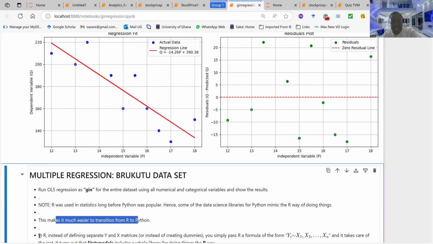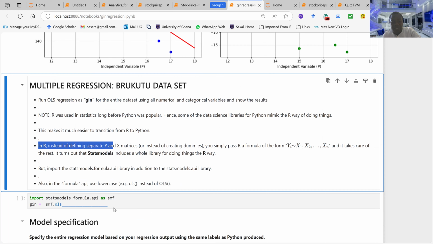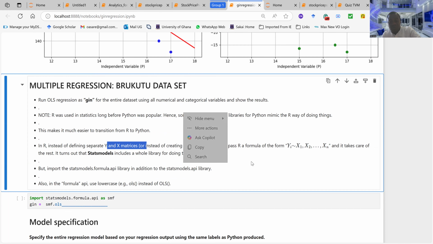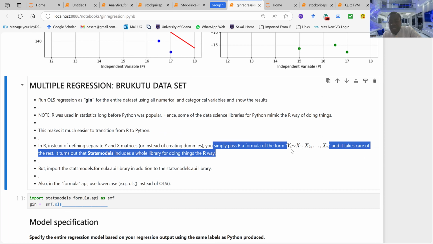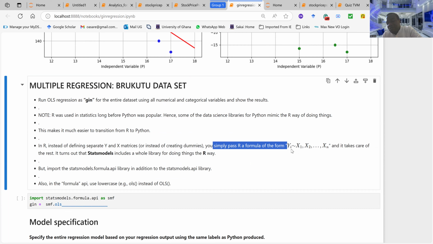So in R, instead of defining separate Y matrices, in other words, instead of creating dummies like Python would do, you can simply pass the R formula from this equation. Let's say Y as a function of X. You can just pass this formula. And by the way, I wrote these things mathematically using LaTeX inside Python. So you can enjoy using it.